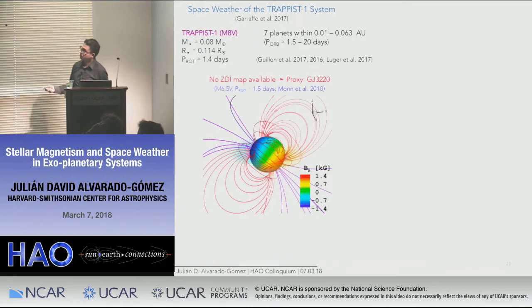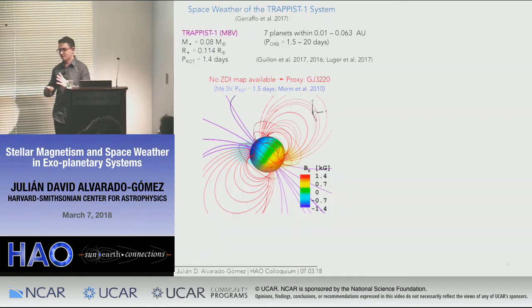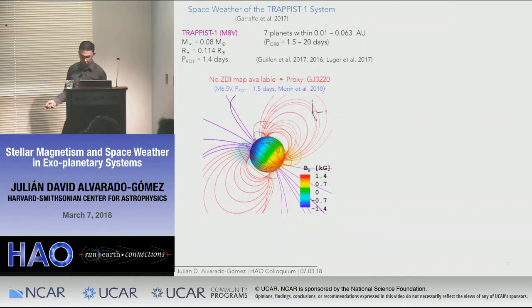What we tried to do, in work done by Cecilia Garraffo, another postdoc in the group that I am in at the CfA, is this. We don't have a ZDI map available for Trappist, because Trappist is extremely faint, so with the current instrumentation we cannot even detect the field. So we took a proxy star, one similar in spectral type and similar in rotation period, and we expect it to be a representative field. But this is a big caveat, because we don't know exactly what the field looks like. For that star, the field is more like an inclined dipole of the order of 1.4 kilogauss.